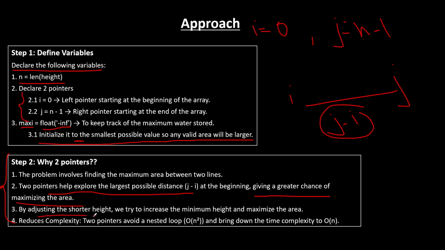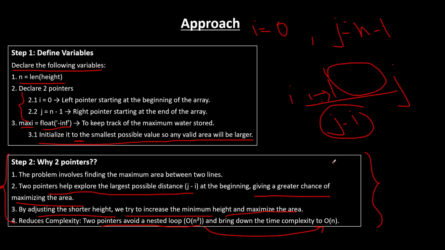Now, by adjusting the shorter height, we try to increase the minimum height, right? And the maximum area. If this is the minimum height, then as we go further we try to find a greater height compared to the previous one, and this may also result in finding a greater area. Okay, and it also helps in reducing the n square approach directly to an O of n approach, right? So these are the reasons why we are using two pointers.